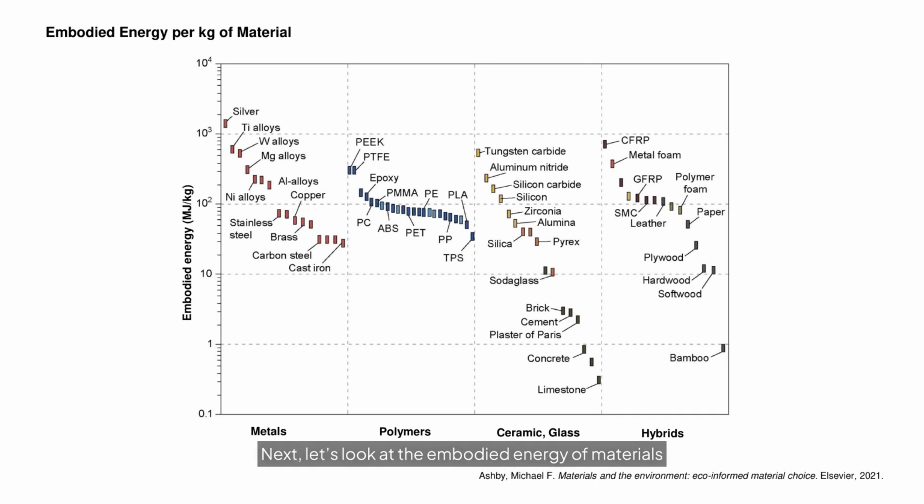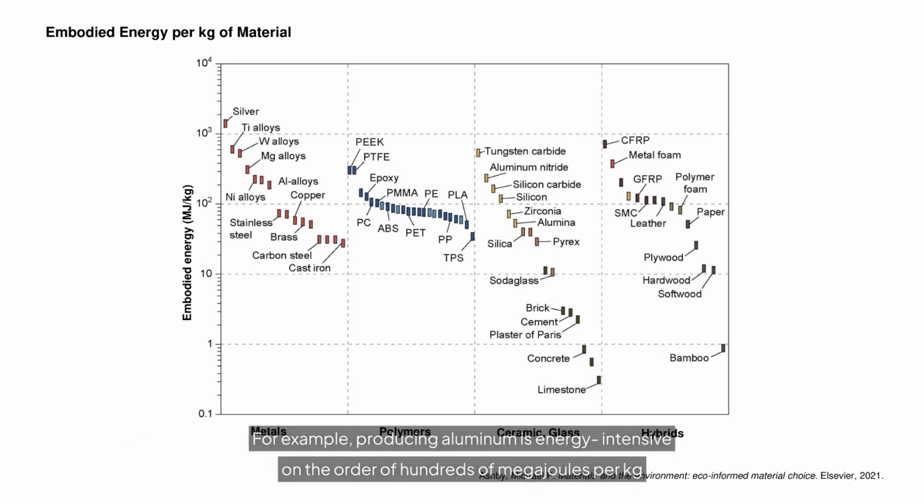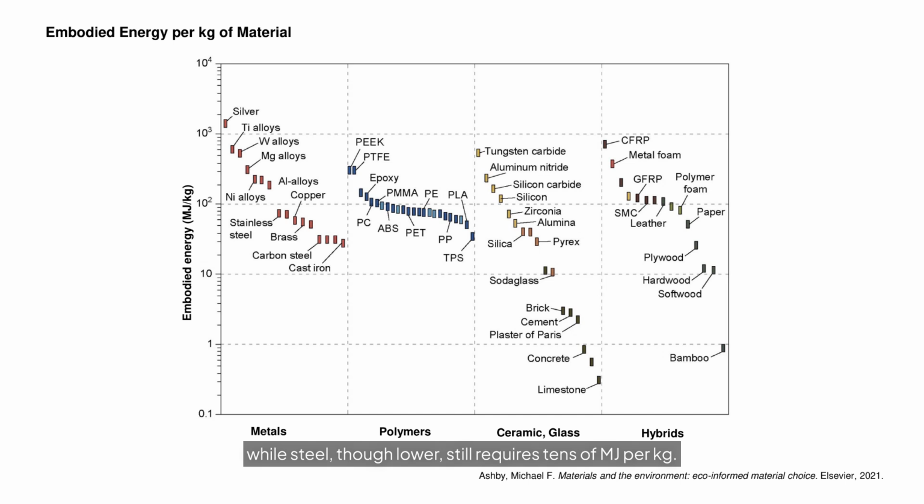Next, let's look at the embodied energy of materials, the total energy required to produce 1 kilogram of each material. In this chart, each color-coded bar represents a material family. Construction metals on the left tend to have relatively high embodied energy per kilogram. For example, producing aluminum is energy intensive on the order of hundreds of megajoules per kilogram, while steel, though lower, still requires tens of megajoules per kilogram.